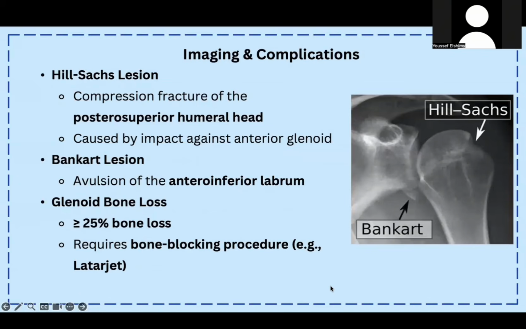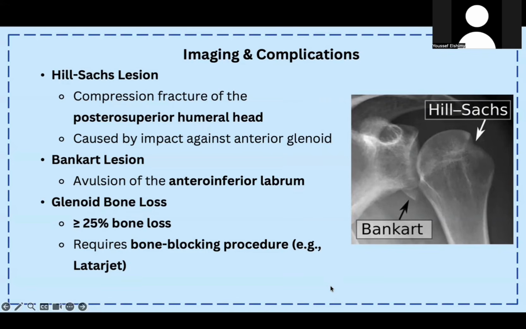Moving on to complications. Imaging is important in assessing the extent of damage. On X-ray, we could find some lesions, starting with the first lesion, which is called Hill-Sachs lesion. It is a compression fracture of the posterior superior humeral head that is caused by the impact against the glenoid rim. Then we have Bankart lesion, which refers to the detachment of the anterior inferior labrum.